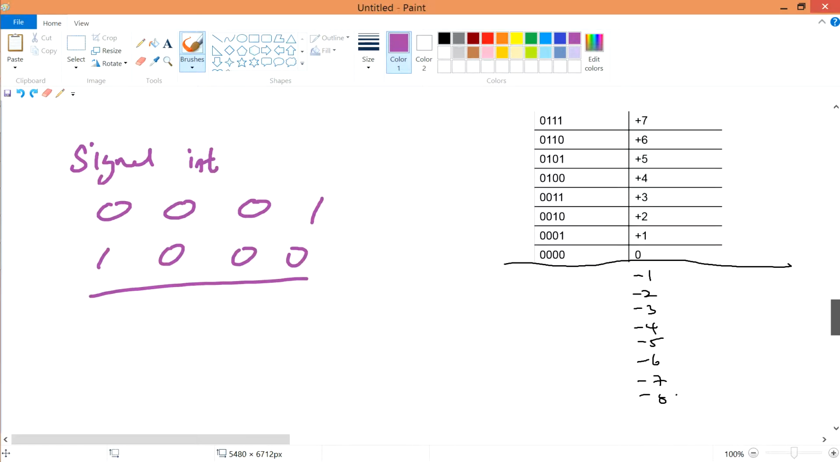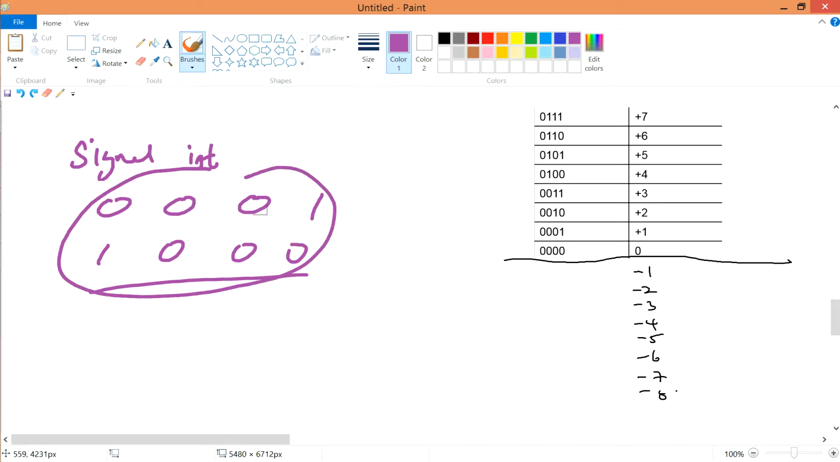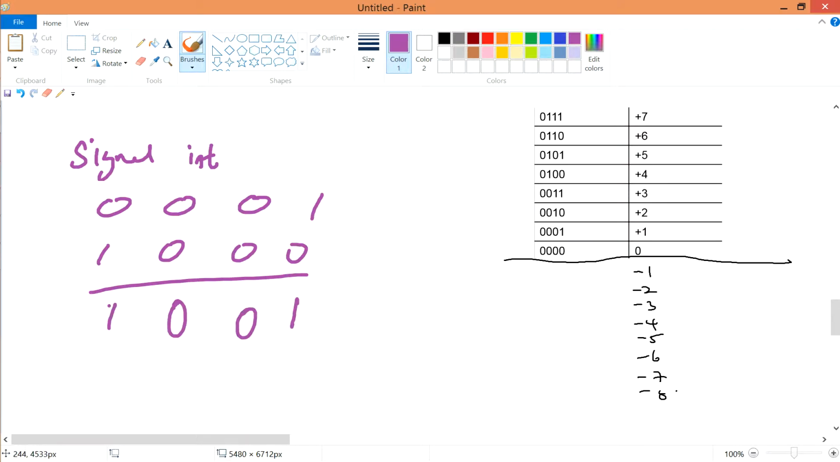So signed integer, likewise, I'll just do up this first. 1 plus 0 is 1, 0 plus 0 is 0, 0 plus 0 is 0, this one is 1. So 1001. Do I see any 1001 over here? Don't have. So what I can do is flip this answer. If I flip 1001, from 1 I switch to 0, from 0 I change to 1, from 0 I change to 1, from 1 I change to 0. So over here is 0110. So 0110 is actually +6.